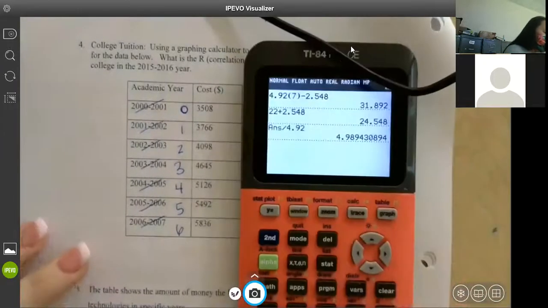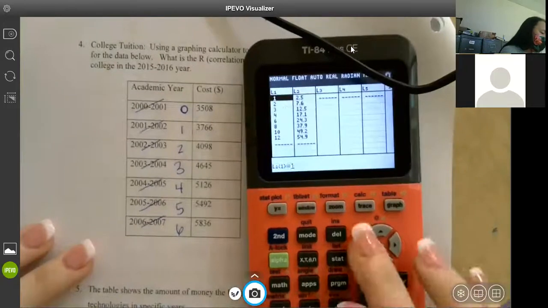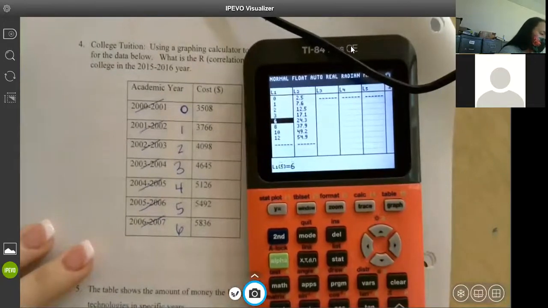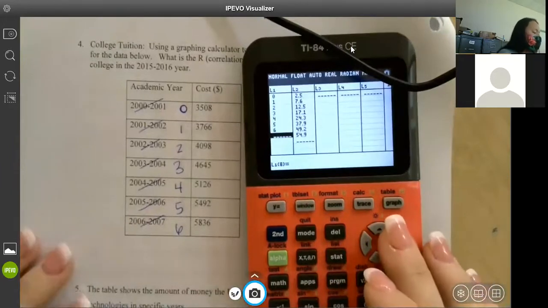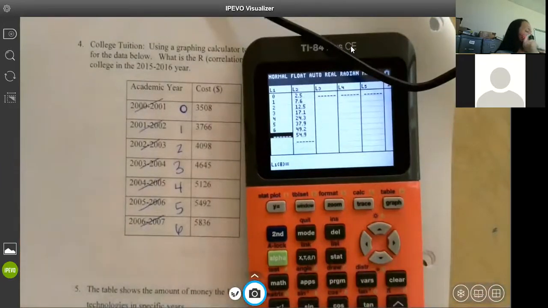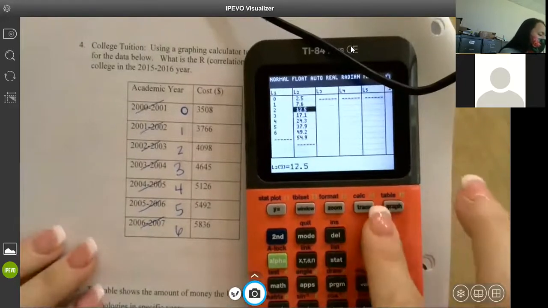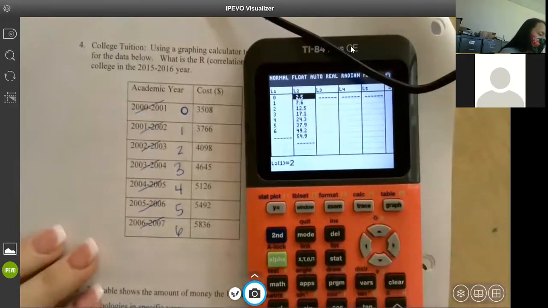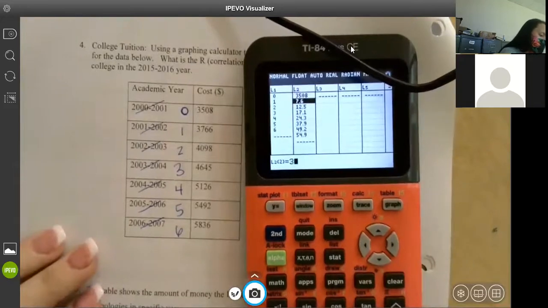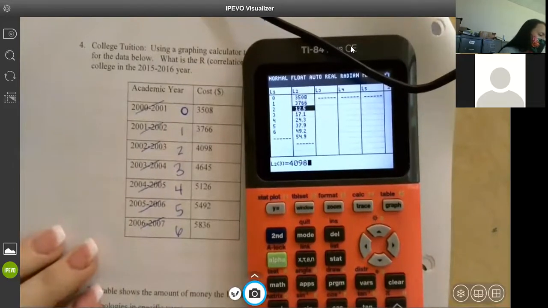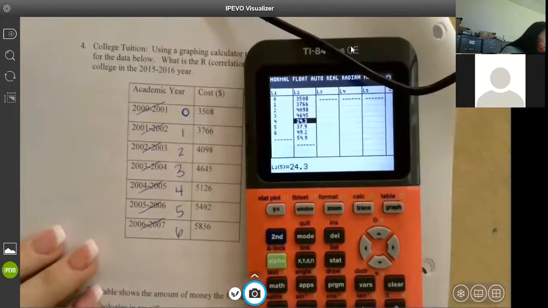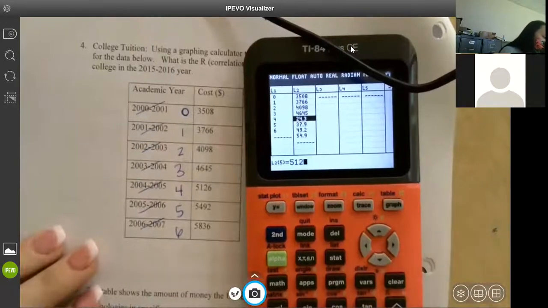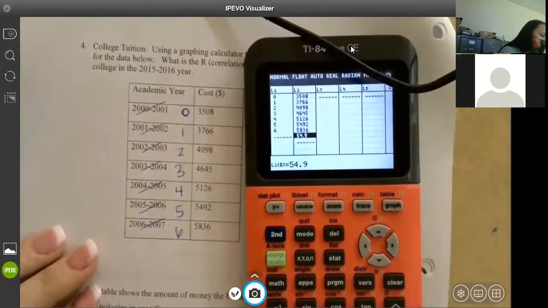So go into stat, edit. I'm just going to type over them. You can get rid of what's left. You can delete inside. Don't delete L1. These are big numbers: 3508, 3766, 4098, 4645, 5126, 5492, and 5836.